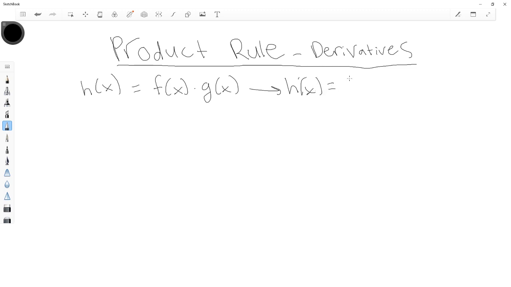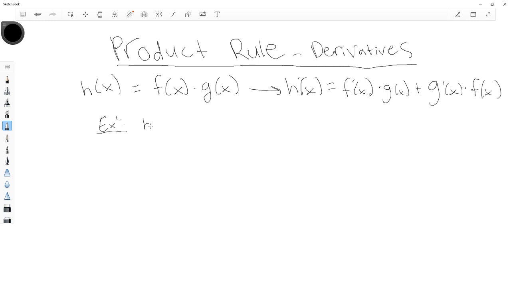It will be the derivative of f just times g, not the derivative of g, plus the derivative of g times f, not the derivative of f. So you're basically finding the derivative of f and then multiplying it by g, and then you're adding that to finding the derivative of g and multiplying it by f. So with enough practice, you should be able to understand this pretty quickly. Now I'll go into an example.